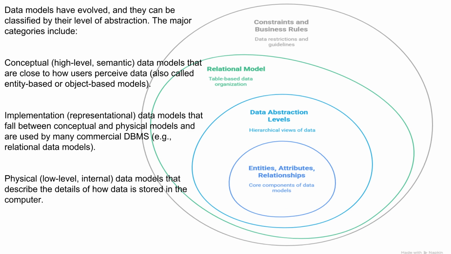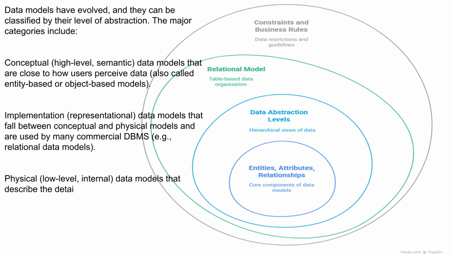The major categories include conceptual, high-level, semantic data models that are close to how users perceive data, also called entity-based or object-based models. Implementation, representational data models fall between conceptual and physical models and are used by many commercial DBMS, e.g. relational data models. Physical, low-level, internal data models describe the details of how data is stored in the computer.